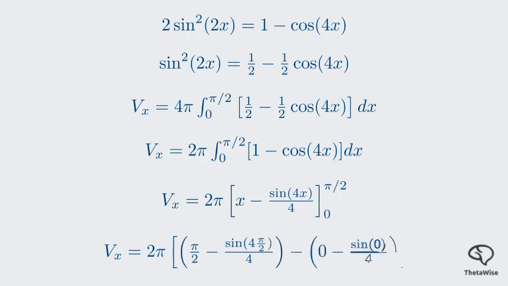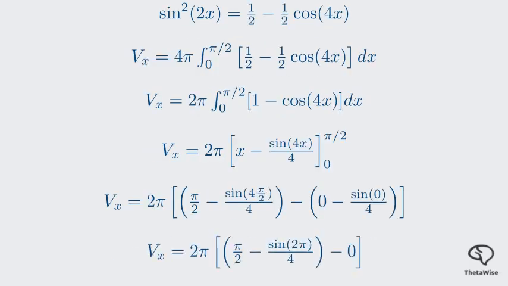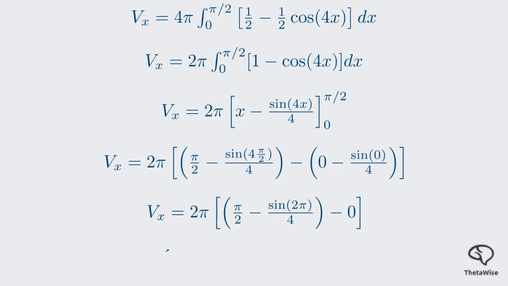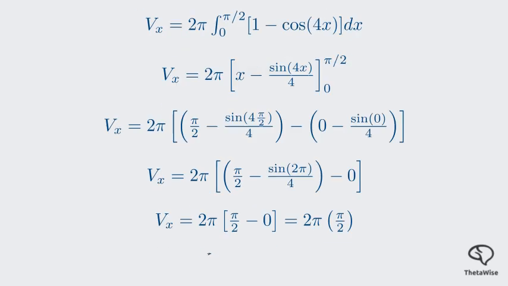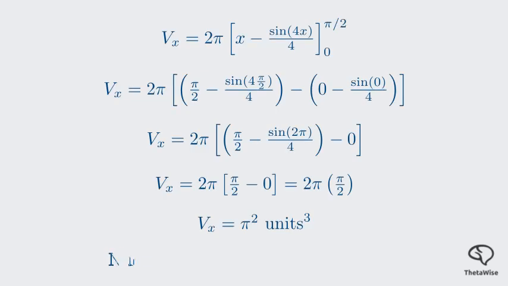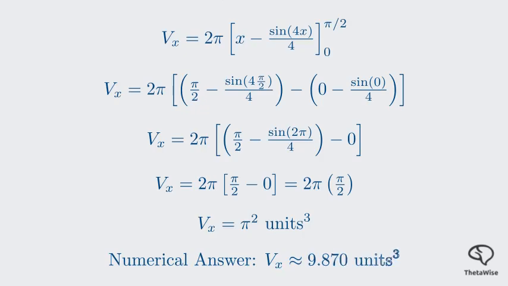Plugging in the limits, we get 2 pi times pi over 2 minus sine of 2 pi over 4, minus 0 minus sine of 0 over 4. Sine of 2 pi is 0, and sine of 0 is 0. So the whole expression simplifies to 2 pi times pi over 2. This gives us a final answer of pi squared cubic units. The prompt also asks for a numerical value, so pi squared is approximately 9.87 cubic units.